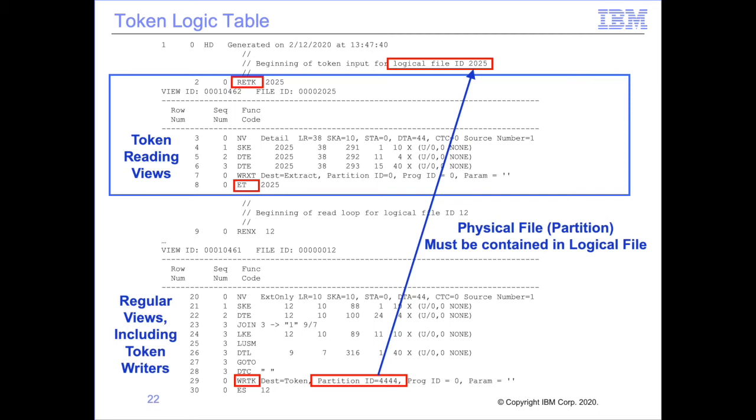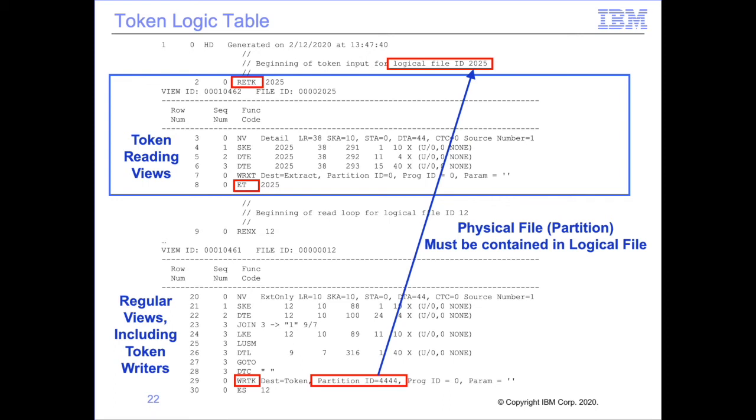Although the token reading views are listed at the top of the logic table, they are not executed first in the flow. Rather, the regular threads process, and when they reach a WRTK write token logic table function, the views in the RETK thread are called and processed. Thus, the RETK ET set is like a subroutine executed at the end of each WRTK.